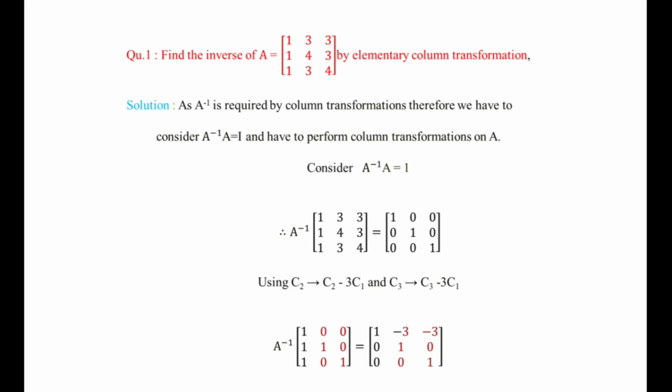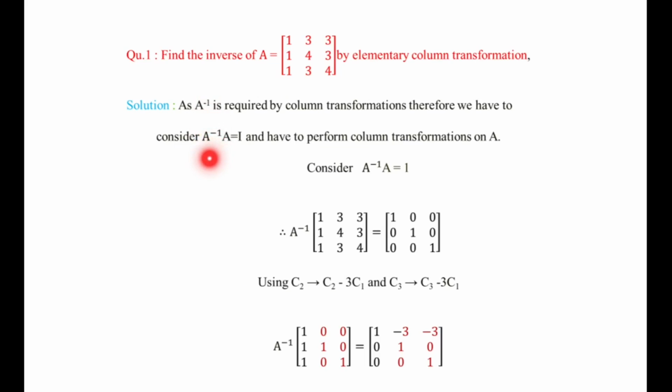Now see the solution of test 1. First question is find the inverse of A by elementary column transformation. So first you have to find the value of determinant of A. If that determinant value is not equal to 0, then that matrix is invertible. So we find A inverse.